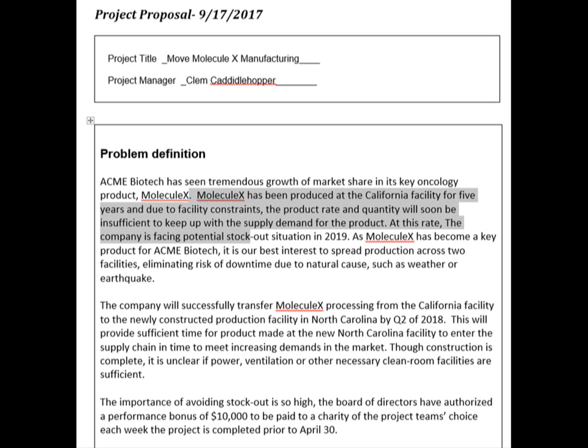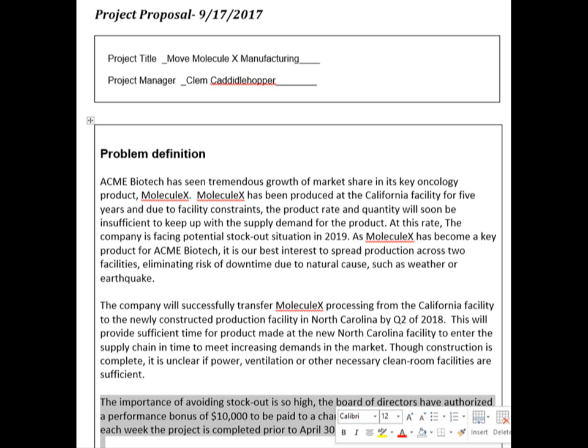We're going to have a stock out situation, and so what we're going to do is transfer processing from our California facility to a newly constructed production facility in North Carolina by Q2 of 2018. That Q2 constraint there, or schedule constraint, will give us sufficient time for product manufacture at this North Carolina facility.